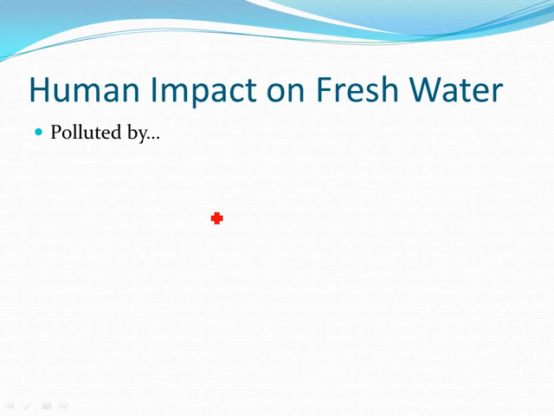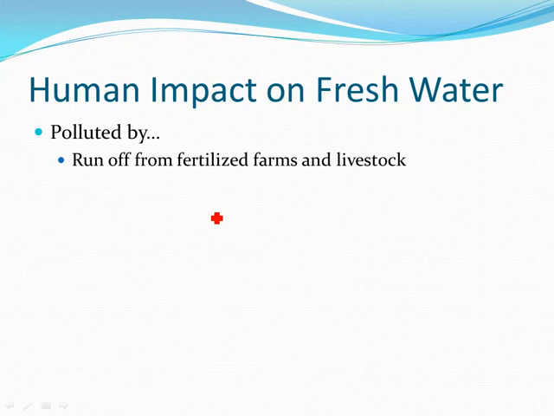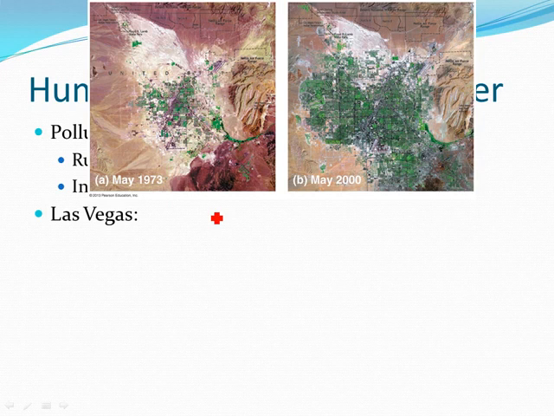There's also a human impact not only on forests but on water too. We do pollute it by having these runoffs from fertilized farms and livestock, and also industrial waste. In Las Vegas, what can you tell me about these pictures? In 1973, the amount of... Okay, the green in these satellite photos is actually vegetation, grasses and trees and stuff.